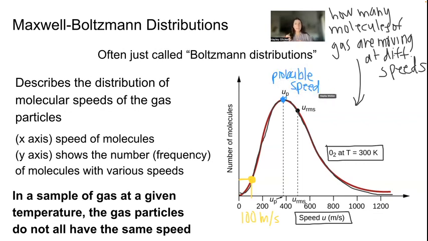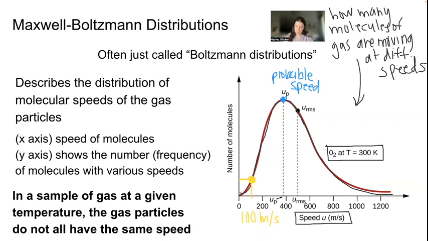Our most probable speed is the peak of our figure, which is the speed with the most molecules moving at it. There are the most oxygen molecules moving at just under 400 meters per second at 300 Kelvin.